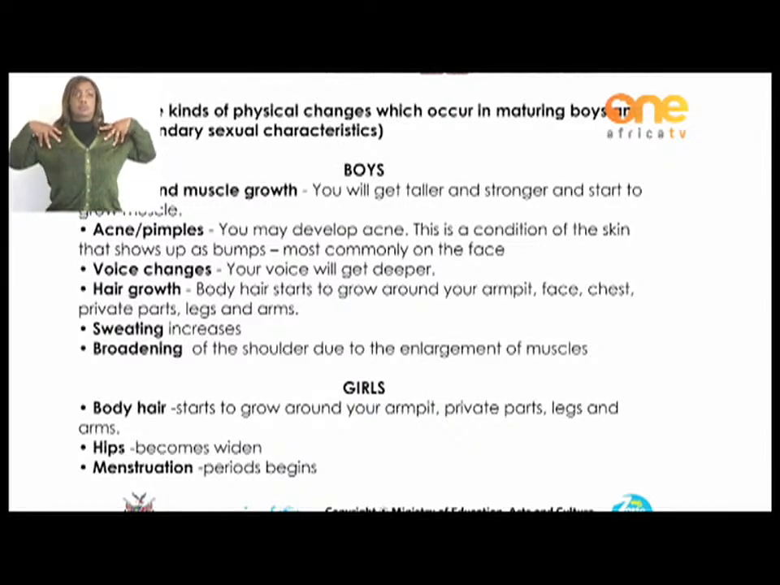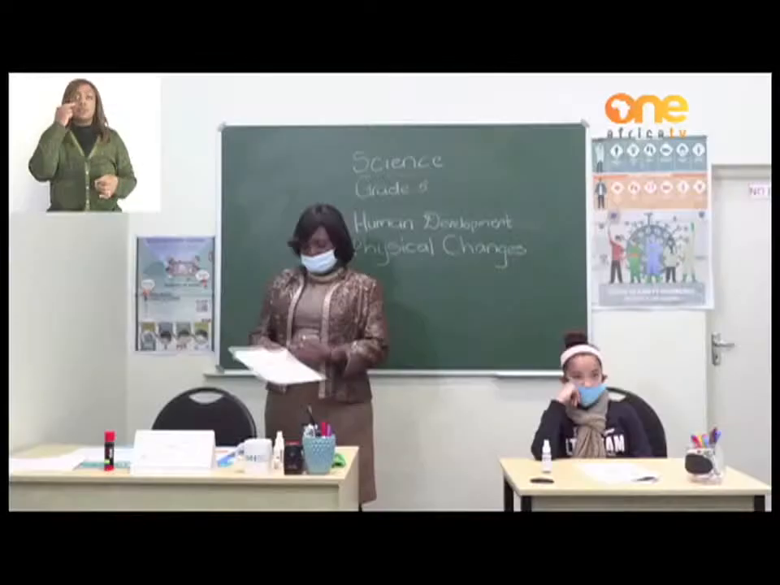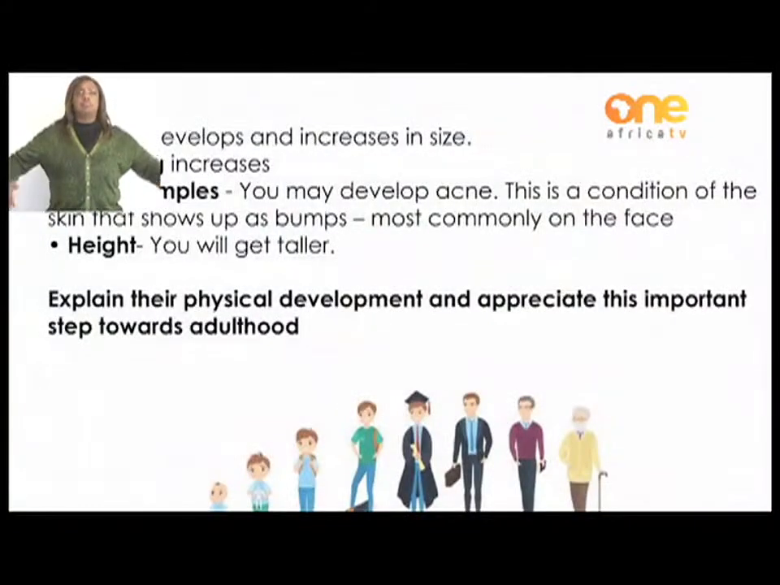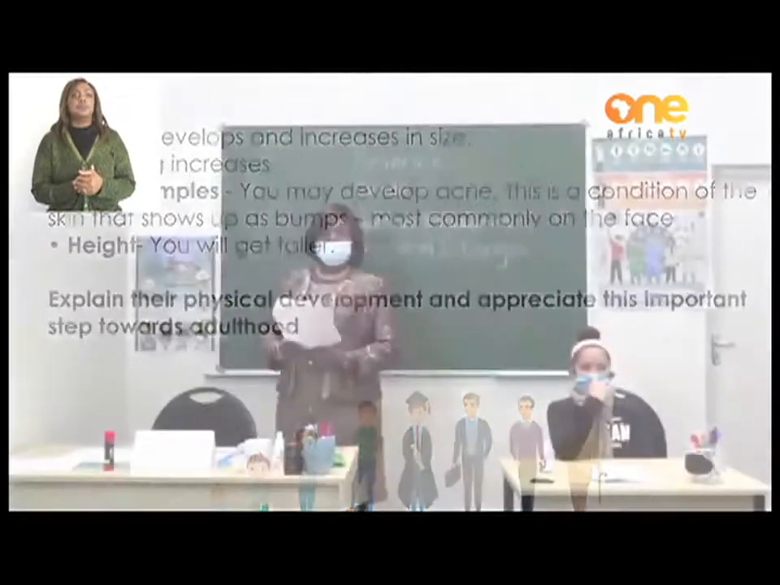of muscles. Let's look at girls. Body hair starts to grow around your armpit, private parts, legs, and arms. Hips become widened. Menstruation or periods begin. Now let's go to page 16. Breast develops and increases in size. Sweating increases. Acne and pimples, you may develop acne. As we said earlier, this is a condition. Bumps, mostly common on the, stay tuned.